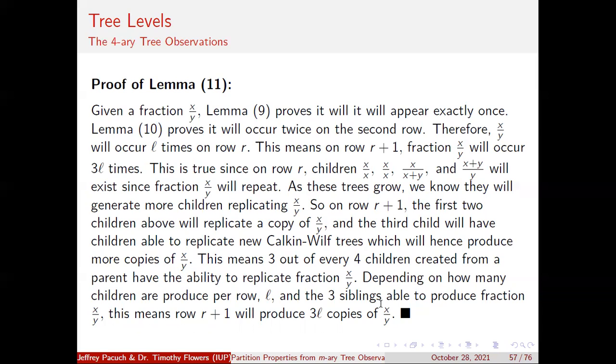So this tells us that out of all the 4 children each time a parent produces children, 3 out of 4 children will be able to produce that fraction. And that means 3 times the previous row is proven for 3 copies of that fraction on the next following row. And this is true. And that's how we prove it.